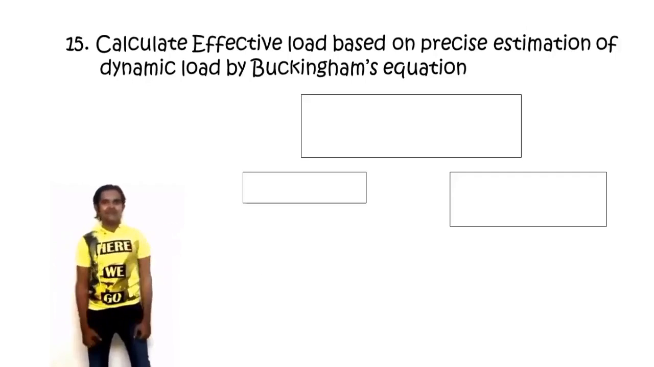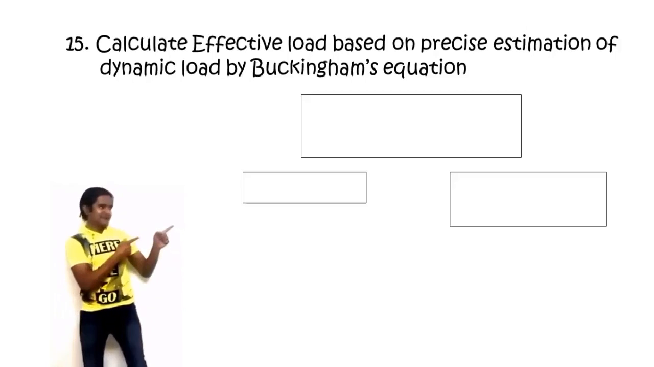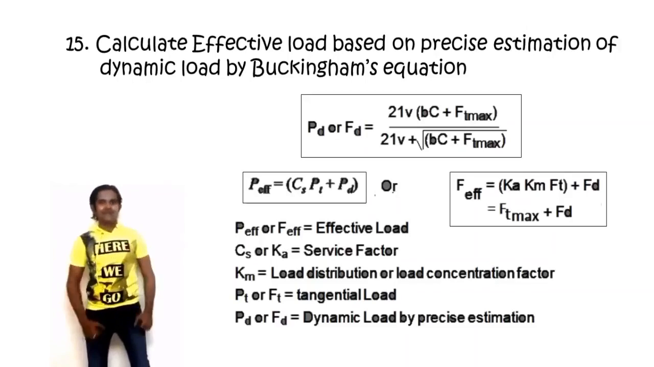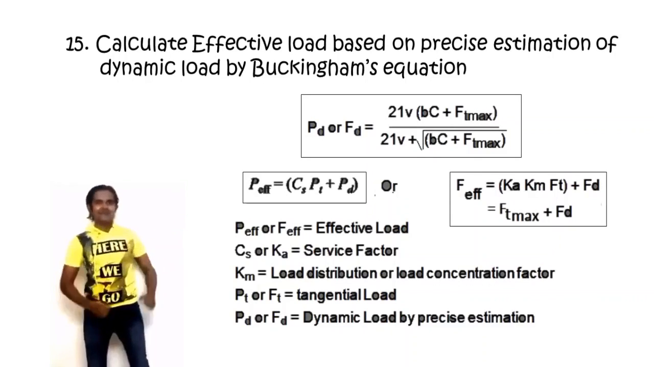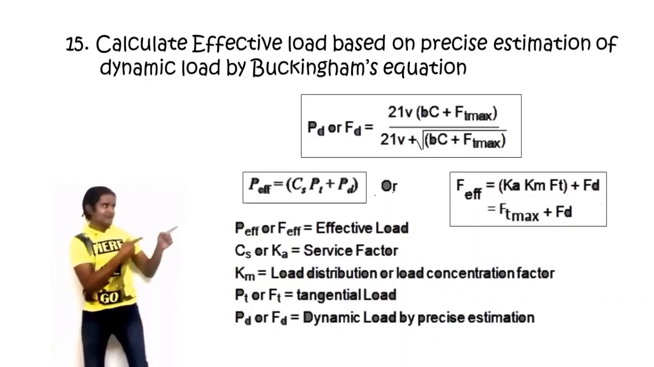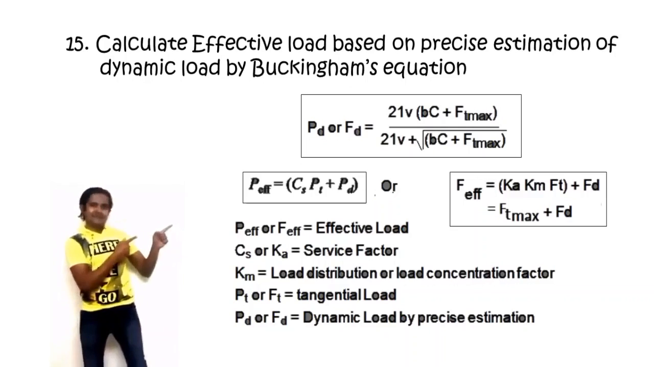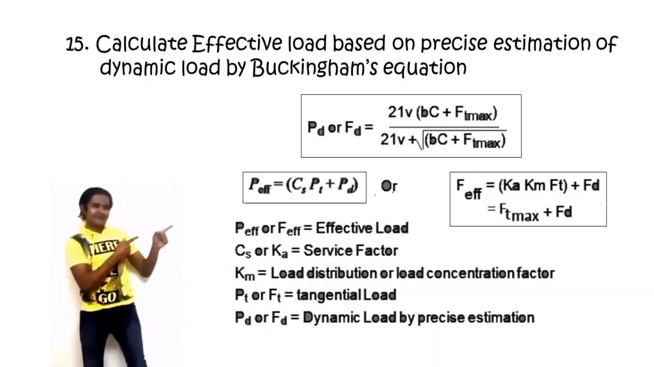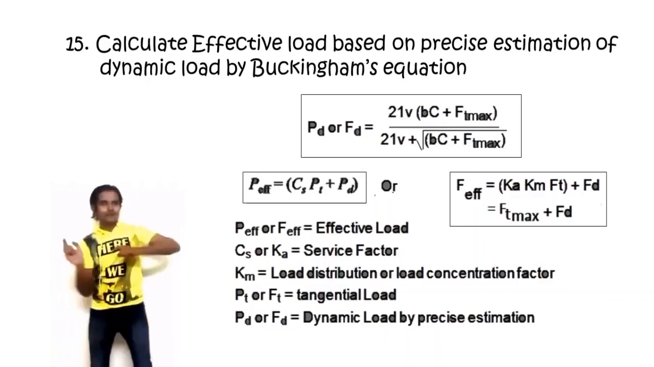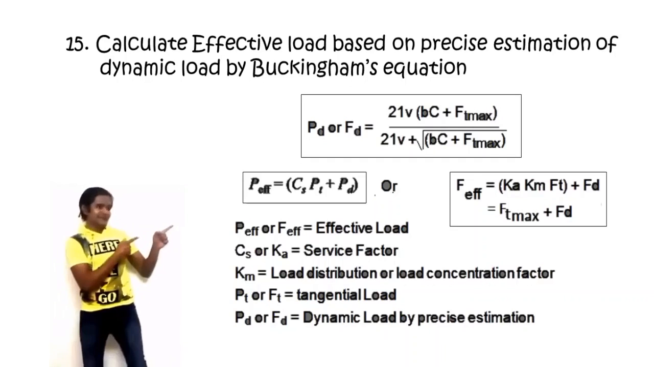Now in 15th step we have to calculate the effective load based on precise estimation of the dynamic load by Buckingham's equation. So first we have to find out the dynamic load PD or FD, which is 21V (BC plus FT max) upon 21V plus under root (BC plus FT max). You already know V is velocity, small b is face width, capital C is the deformation factor, and FT max is the maximum tangential load. All these V, b, C, FT max you have already calculated in the previous steps. You just have to put the values into this formula, and you will get PD or FD, that is your dynamic load by Buckingham's equation.